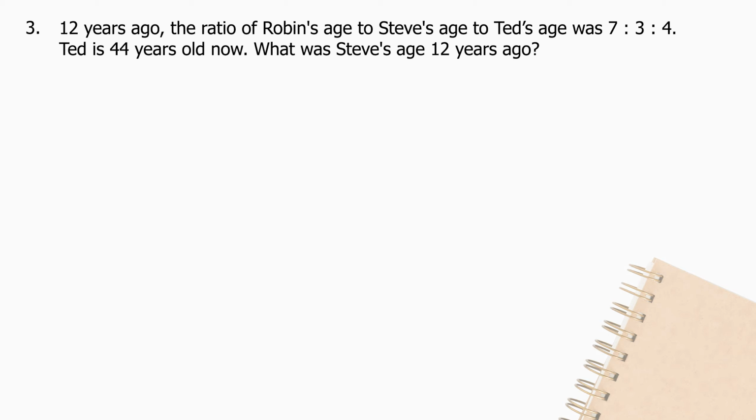Question 3. 12 years ago, the ratio of Robin's age to Steve's age to Ted's age was 7 is to 3 is to 4. Ted is 44 years old now. What was Steve's age 12 years ago?